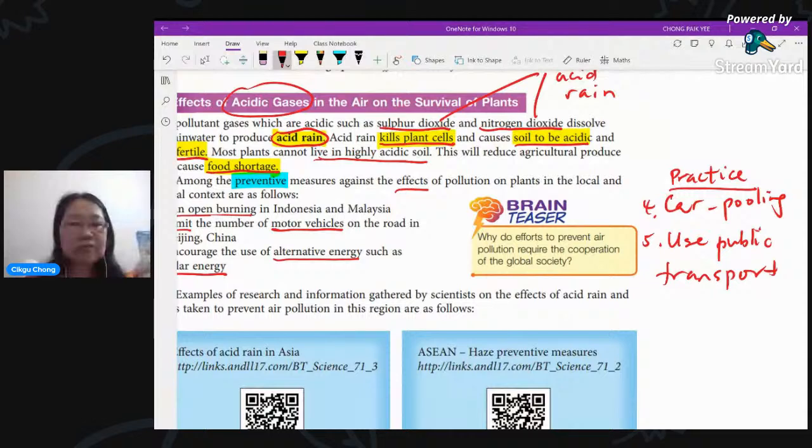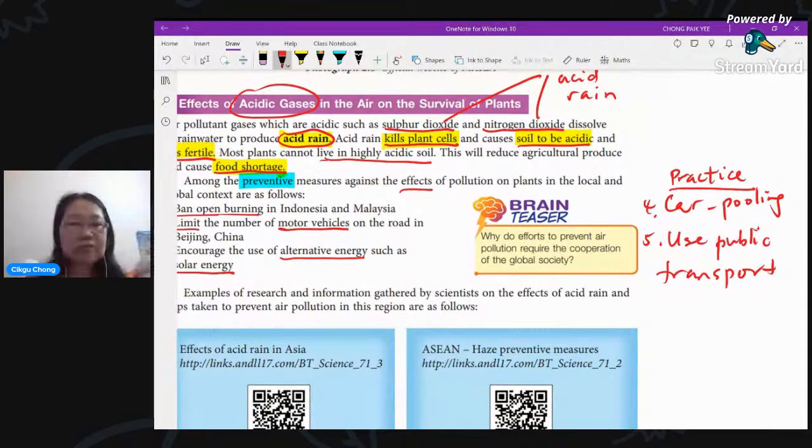Is there any question so far? I think I have finished chapter 2 already. Next week we can start chapter 3. Any questions from the class?